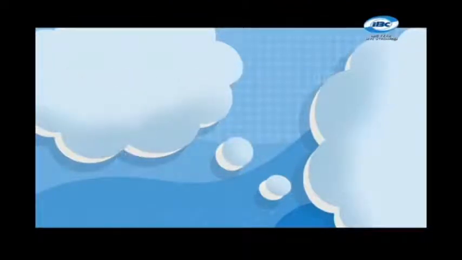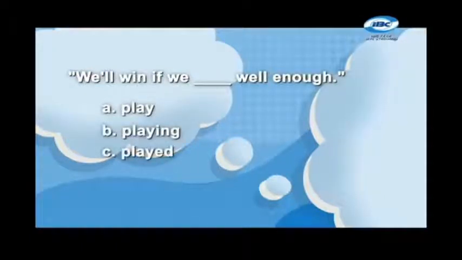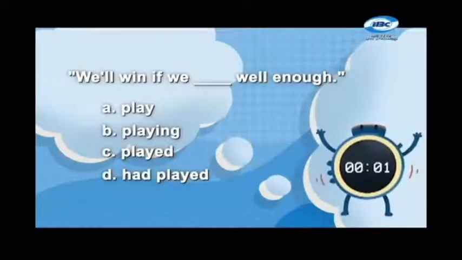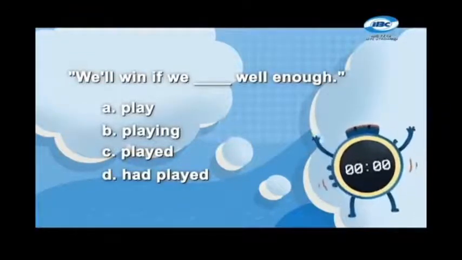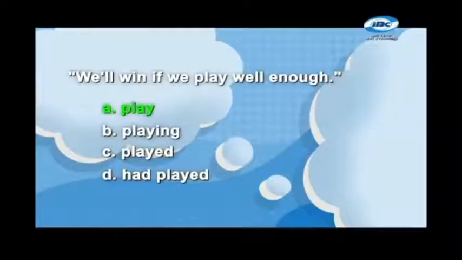Number 3. We'll win if we blank well enough. Which is correct? A. Play. B. Playing. C. Played. Or D. Had played. Did you write A? Then that is correct. Nice work. We'll win if we play well enough. You're doing good so far.